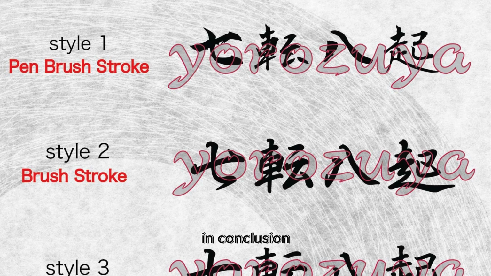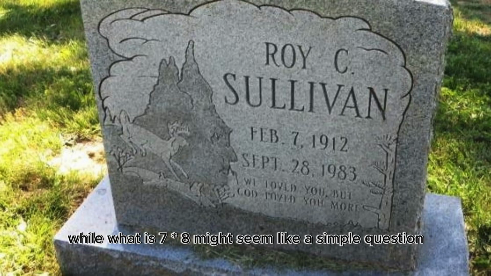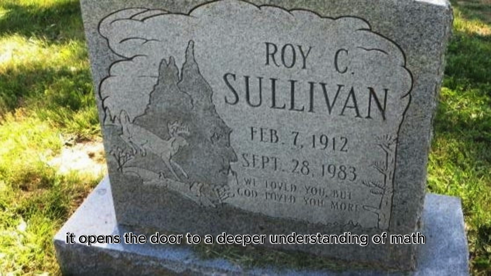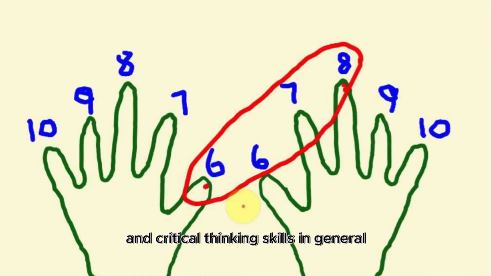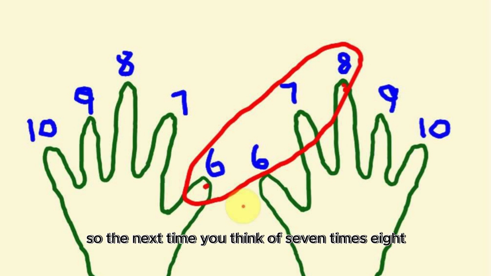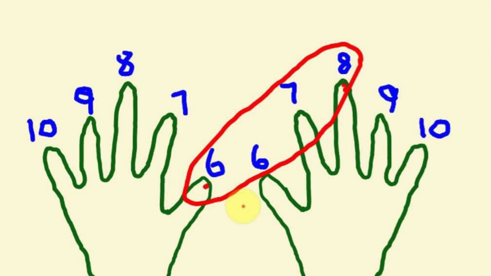In conclusion, while what is 7 times 8 might seem like a simple question, it opens the door to a deeper understanding of math and its relevance in our daily lives. Mastery of this basic multiplication fact not only helps with other math problems but also with problem-solving and critical thinking skills in general. So, the next time you think of 7 times 8, remember, it's more than just 56. It's a key building block in the fascinating world of mathematics.